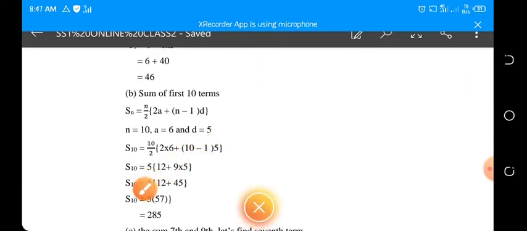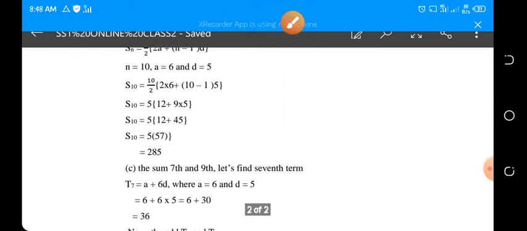we have 10 over 2 into bracket 2 times 6 plus our n is 10, 10 minus 1, close the bracket 5. Therefore, we have 2 times 6, which is 12. 10 minus 1 is 9, 9 times 5, we have 45. 12 plus 45, when you add this together, you get 57. 57 times 5, we have 285.